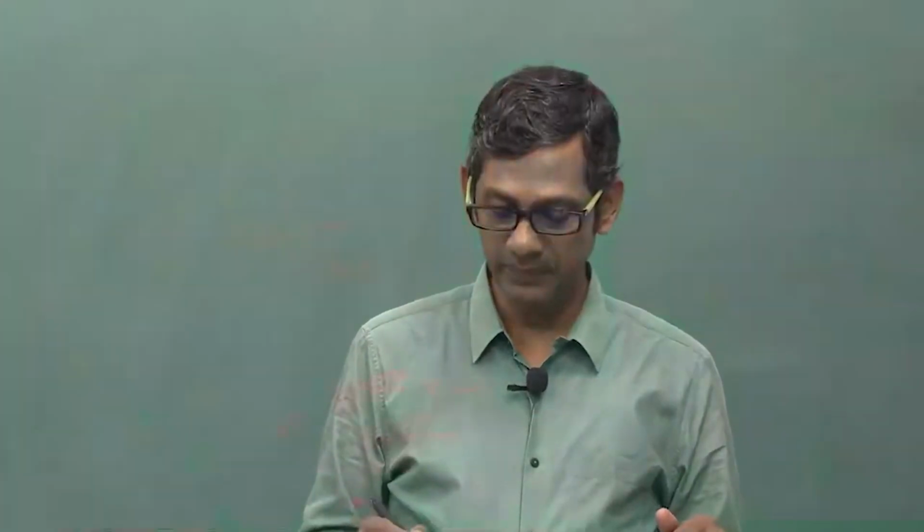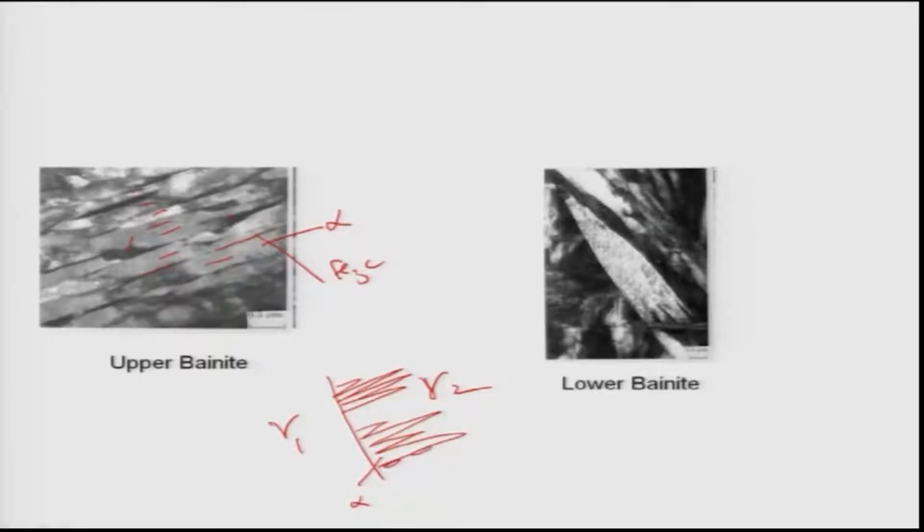Because of that, the excess carbon will precipitate as carbide on the boundaries of the alpha needles basically. That is why it will look like this. That is what I am drawing here. You see, this is how these cementite particles will nucleate and grow on the sides of the alpha plates.